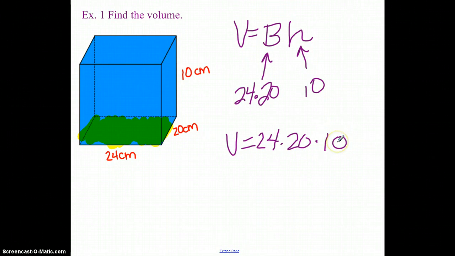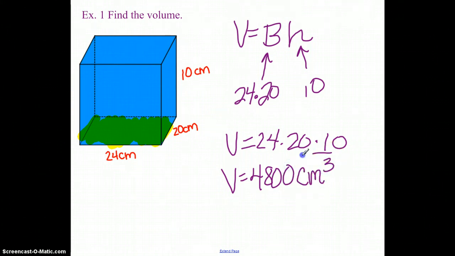So if I multiply those together, I end up with 4,800. And because this is volume, it's now going to go to centimeters cubed. Volume deals with three different dimensions, so it has to be cubed.